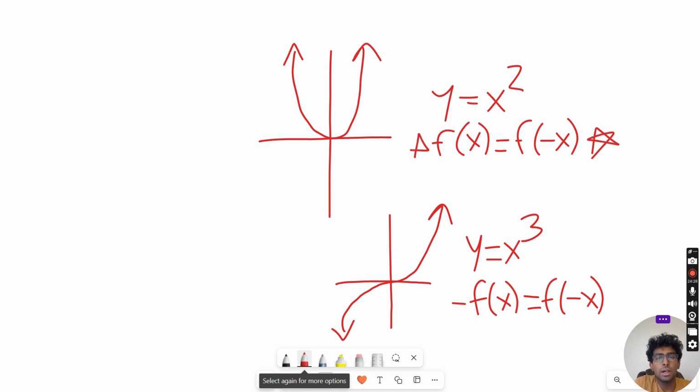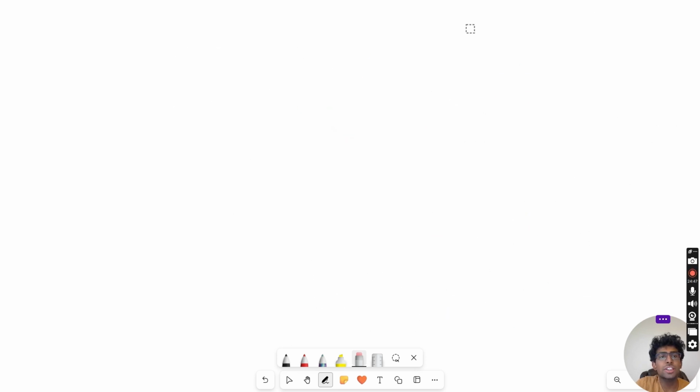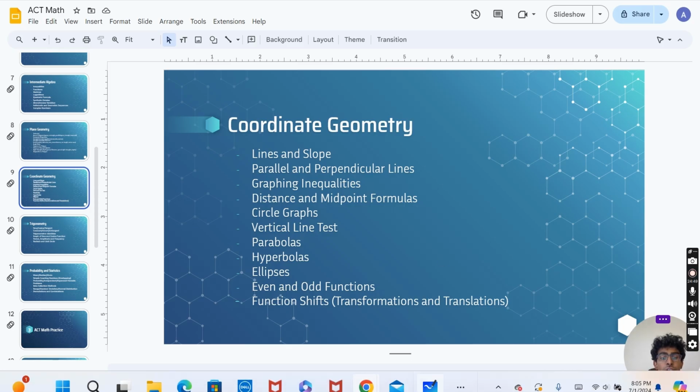These are just good to know. They're not 100% required for the ACT math exam, but they are still good to know if you can memorize these. But remember, even functions you can reflect over the y-axis, and odd functions are reflected over the origin. All right, and then speaking of reflections, we're going to get to our last topic of function shifts.